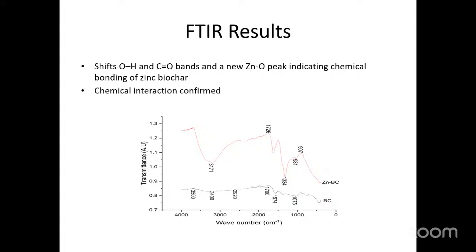In the FTIR, we observe that there were some shifts. You can observe some shifts in the OH and C-H bonds as compared to the raw biochar structure, indicating chemical bonding of zinc to biochar. And chemical interaction was really confirmed. But still here, the structure of the biochar was retained, only that based on the absorption, we can observe deep peaks at 3171 and then 1762.